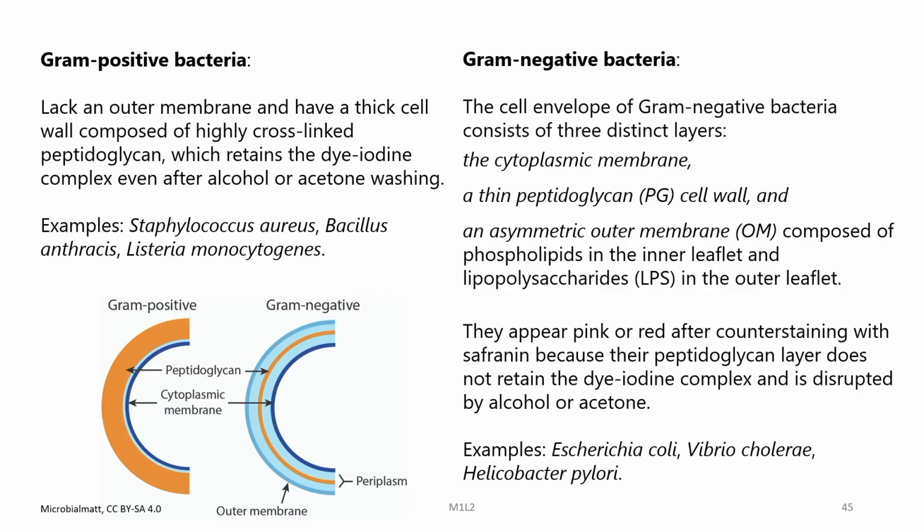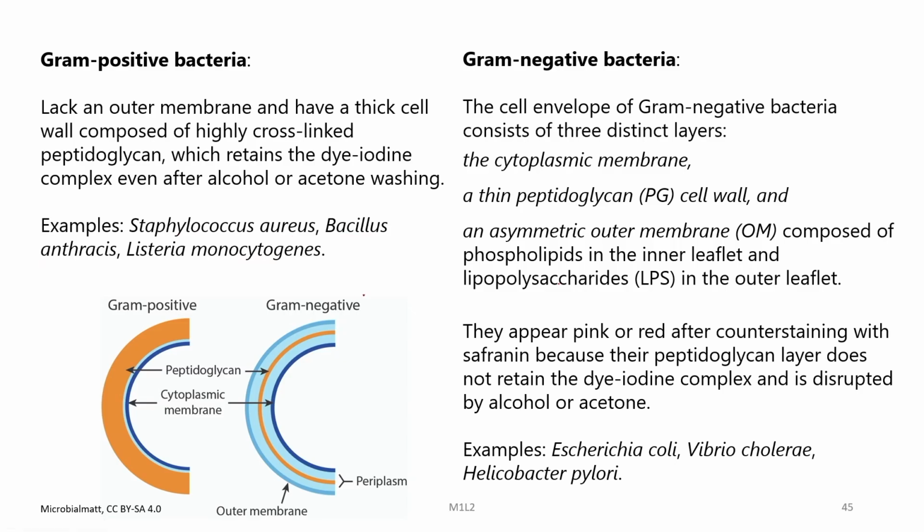If you look into this diagram once more, you can see it lacks an outer membrane and has a thick cell wall composed of highly cross-linked peptidoglycan, which retains the dye iodine complex even after alcohol or acetone washing. Examples of gram positive bacteria are Staphylococcus aureus, Bacillus anthracis, Listeria monocytogenes.